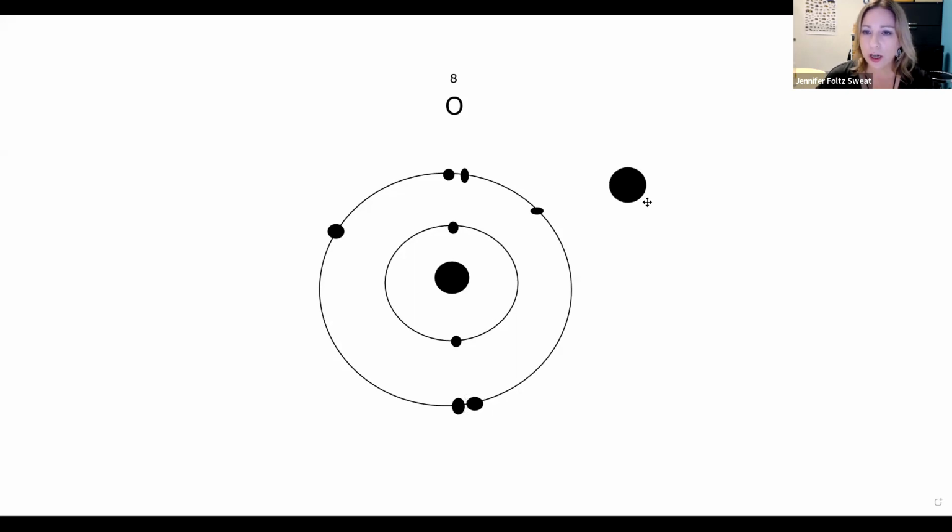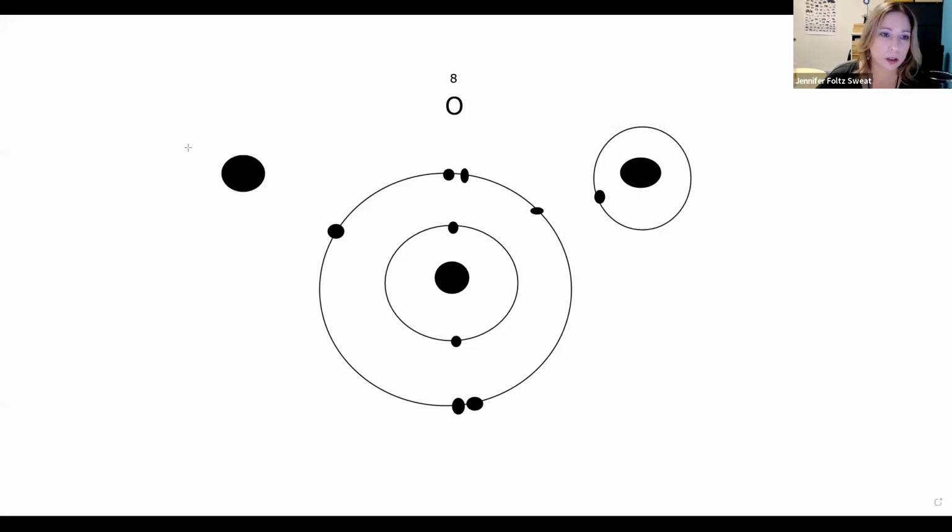Remember, hydrogen, that's my hydrogen nucleus. Hydrogen has 1 proton, 1 electron. There's my other hydrogen. There we go. Trying to move that, but it doesn't want to move. Okay, there.